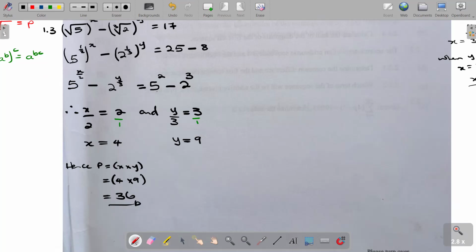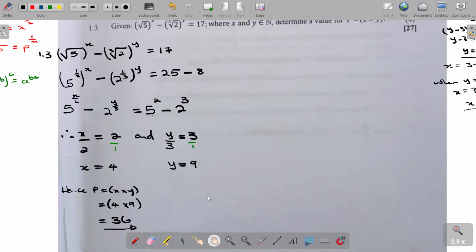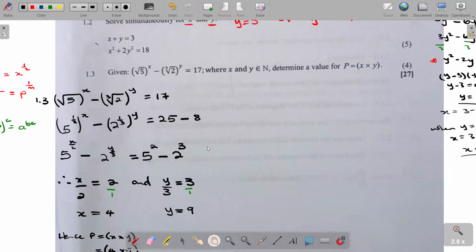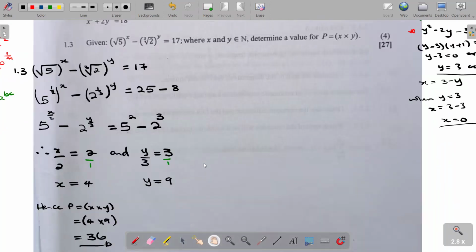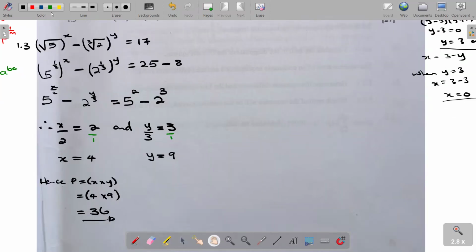Alternatively, it was possible that we can use trial and error. Remember, trial and error is also a method that is acceptable in maths. So it was possible that you would use trial and error. Let me use the red.